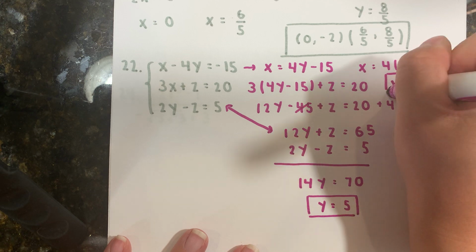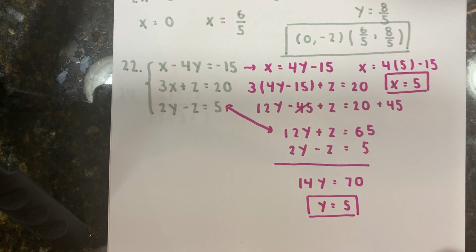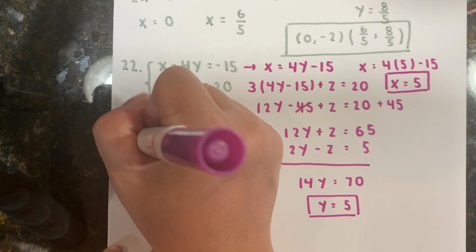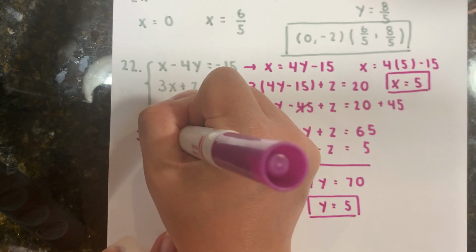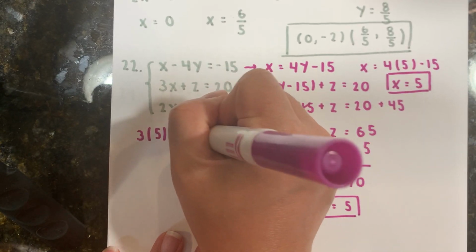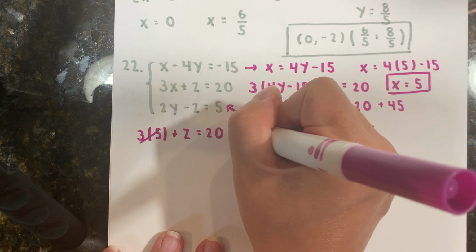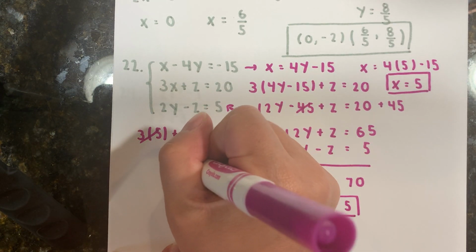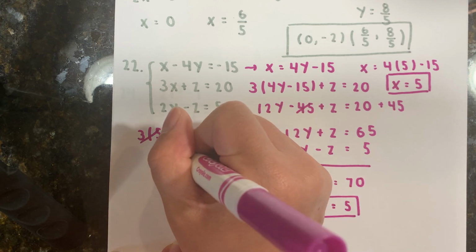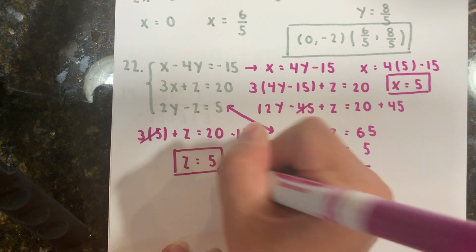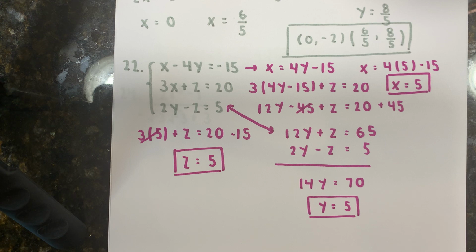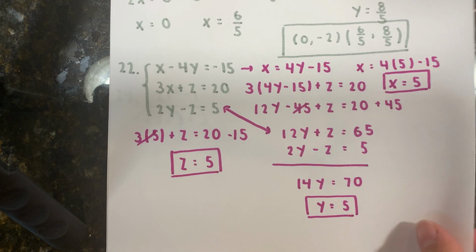Then lastly, we need to solve for z, so I'm just going to plug it into the middle equation. That would be 3 times 5 plus z equals 20. And I would have to subtract 15 from both sides, giving me z is also equal to 5. So x, y, and z are all equal to 5.